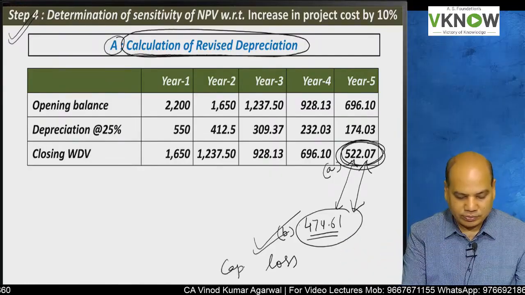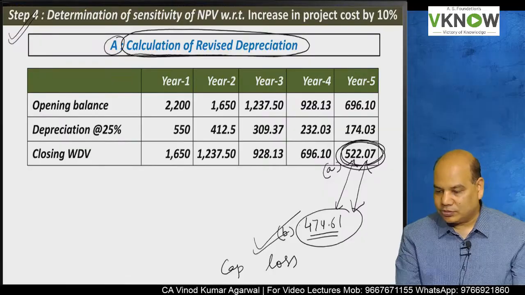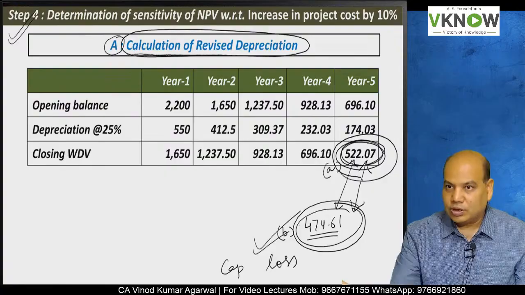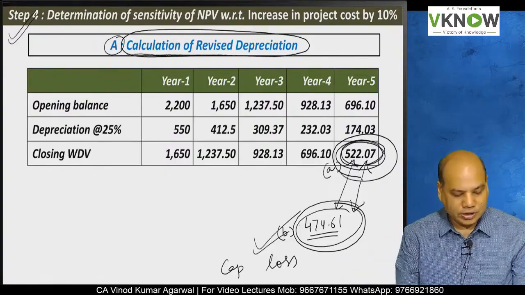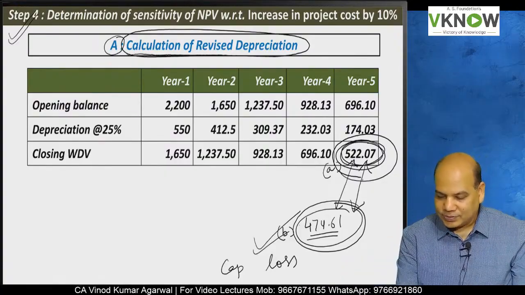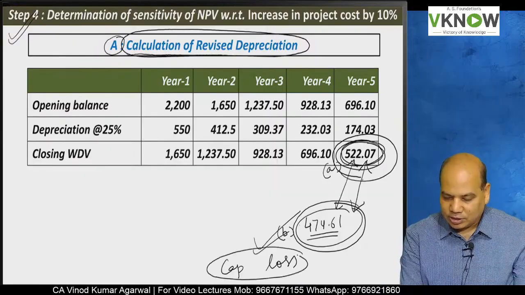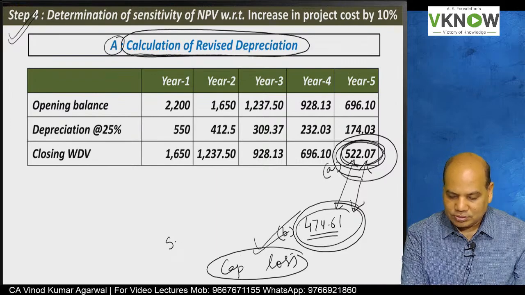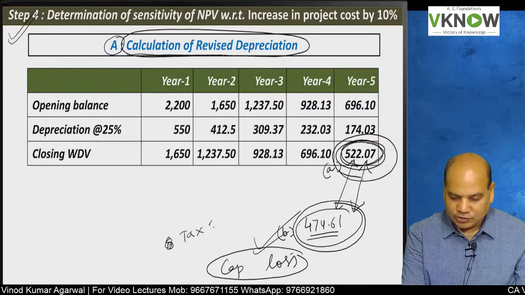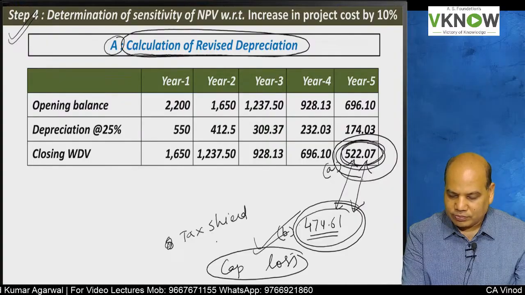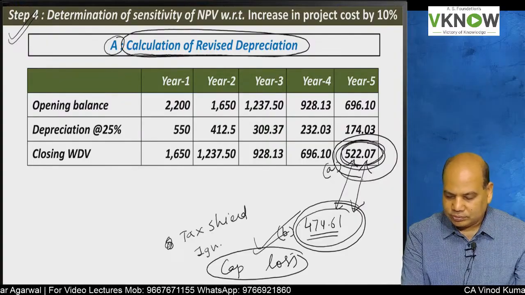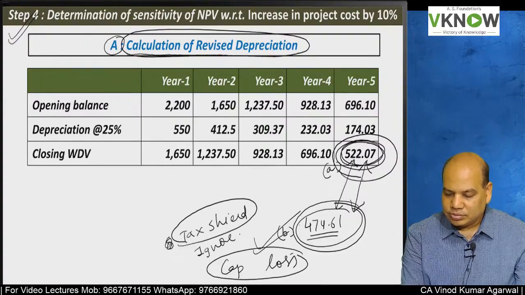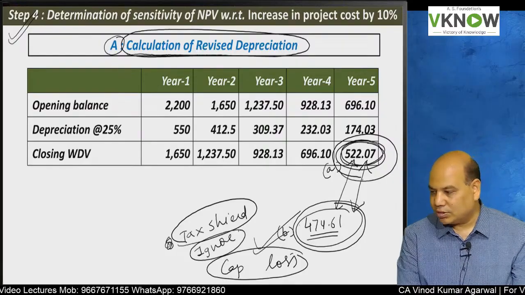Capital loss. There is a capital loss because your sale value is less than book value. If sale value is less than book value, there will be a capital loss. Either you can compute the tax shield on short-term capital loss, or you can ignore it. What will we do? Tax shield on short-term capital loss or ignore it?